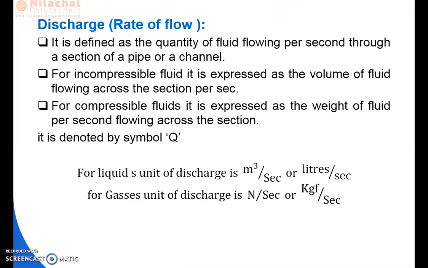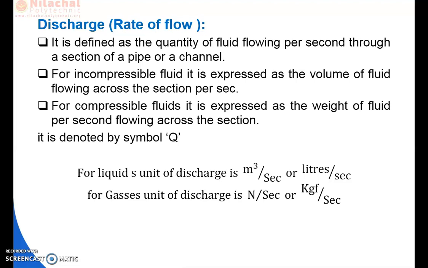For liquid, it is volume per second, hence the unit is meter cube per second or liters per second. 1 liter is equal to 10^-3 meter cube per second. For gases, it is weight per time, so the unit is Newton per second, and also we can say kgf per second. The unit of discharge is meter cube per second and Newton per second.